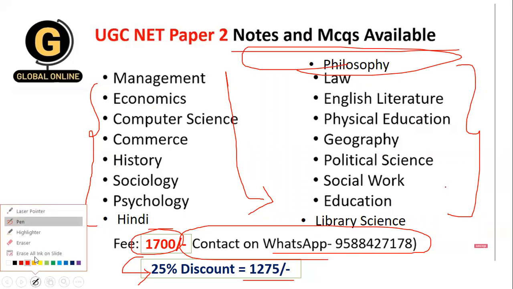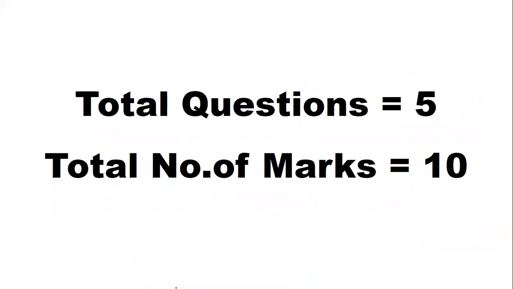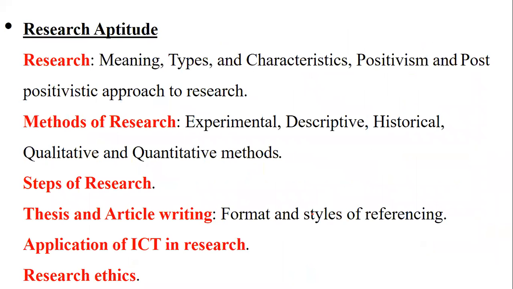Yes, so now you know that in research aptitude you have a total of 5 questions. The total number of marks allotted is 10. Each question carries 2 marks. The topics which we have understood, and most of the topics which we have covered in our concepts also, are research methods, steps, thesis and article writing, application and research ethics.